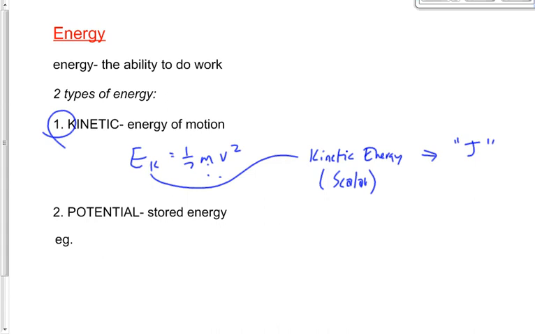Chemical potential energy. Chemical potential energy exists in the gasoline of your car. Chemical potential energy exists in the coal that's burned to generate electricity in Alberta. Chemical potential energy is stored in our bodies to give us the ability to move and to talk and to think and to do things. Chemical potential energy is that energy that's stored in chemicals. Another kind of potential energy.